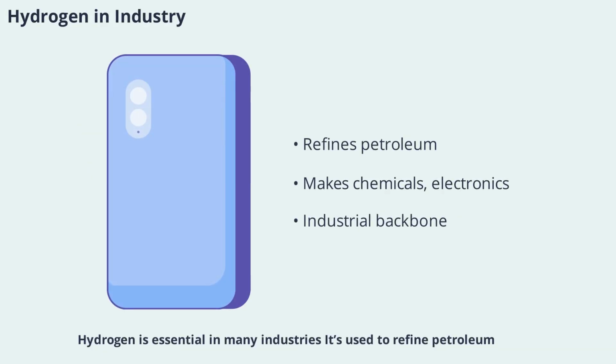Hydrogen is essential in many industries. It's used to refine petroleum, produce chemicals, and manufacture electronics. Its reactivity and abundance make hydrogen a backbone of modern industry.